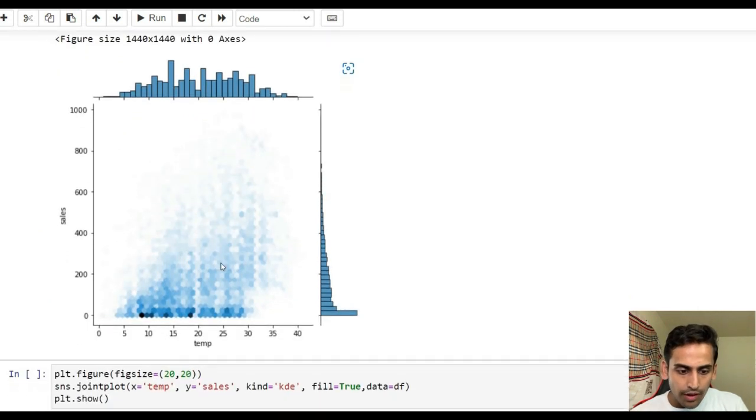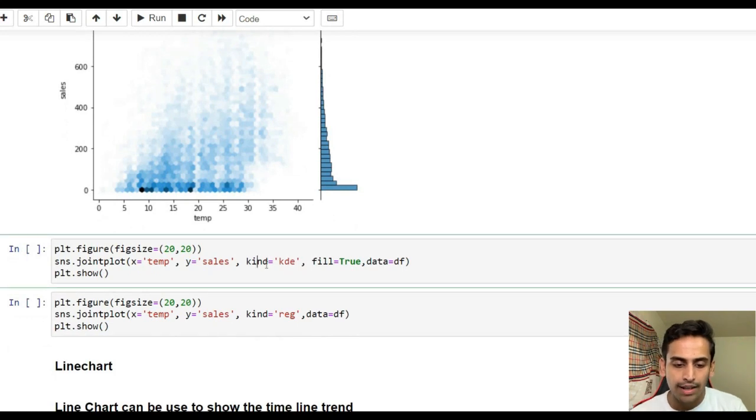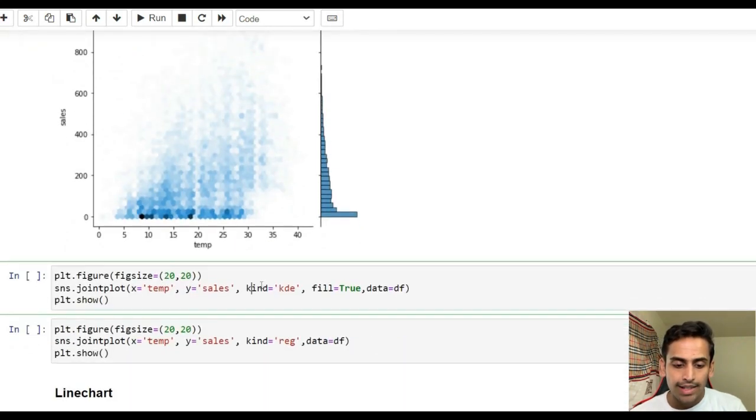Now in this graph, you can see that the dots which are more darkened, blue or black, are the spots or points where the intersections are happening between temp and the sales. We can see which is our ideal temperature when most of the sales are happening. But again, at least for this analysis, this graph is not very useful or conclusive. But let's see some other graph. Let's say instead of hex, let's do kde, and then fill equal to true.